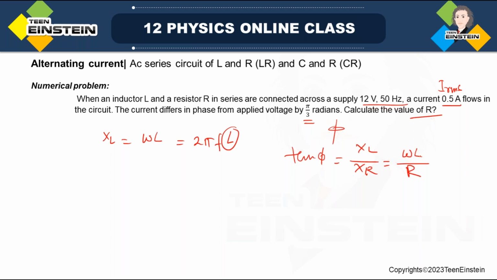But see here L is not given, so we cannot find out R from here because L is not known. So we have to go for cos phi. So cos phi gives R by Z. Cos phi is R by Z, that we have already shown. So R is there here. Z is how much? So how to find out Z?